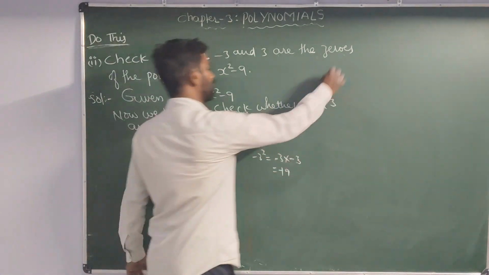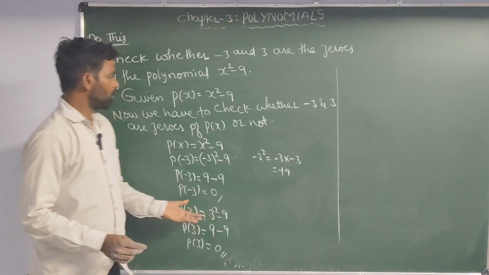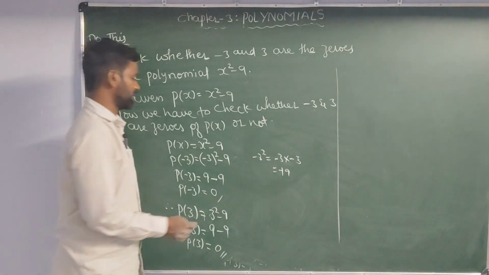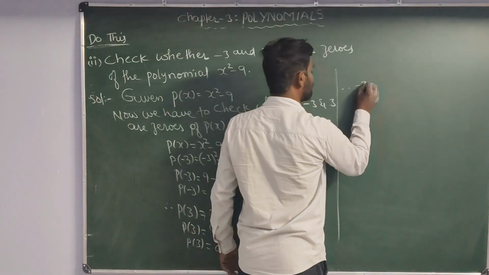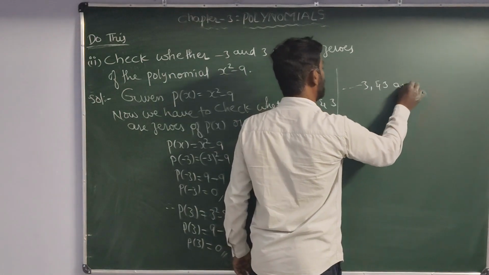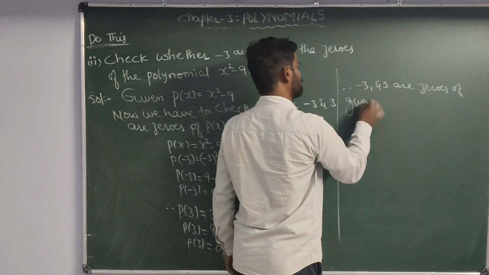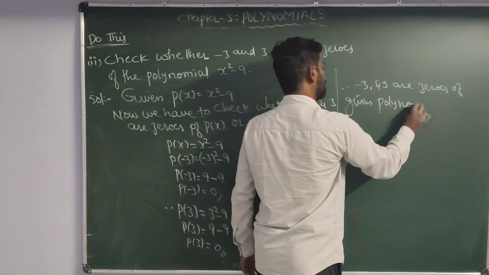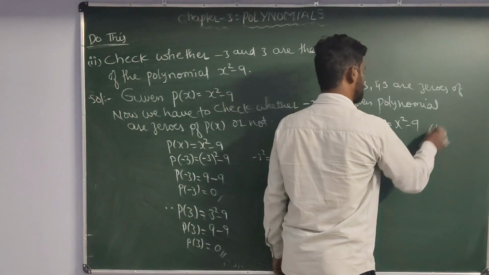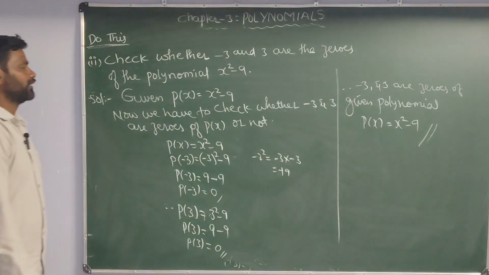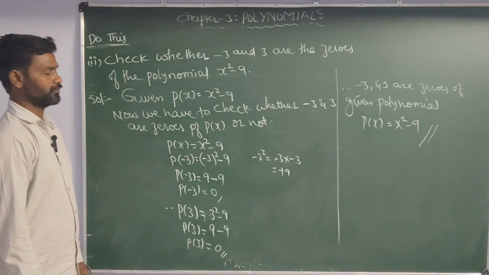So therefore, whenever we substitute the given values in the given polynomial, and if it is equal to 0, then we can say that these values are nothing but the zeros. Therefore we can say that minus 3 and plus 3 are the zeros of the given polynomial, P of x is equal to x square minus 9. So this is the way of finding or checking whether the given values are zeros or not. Okay, right.